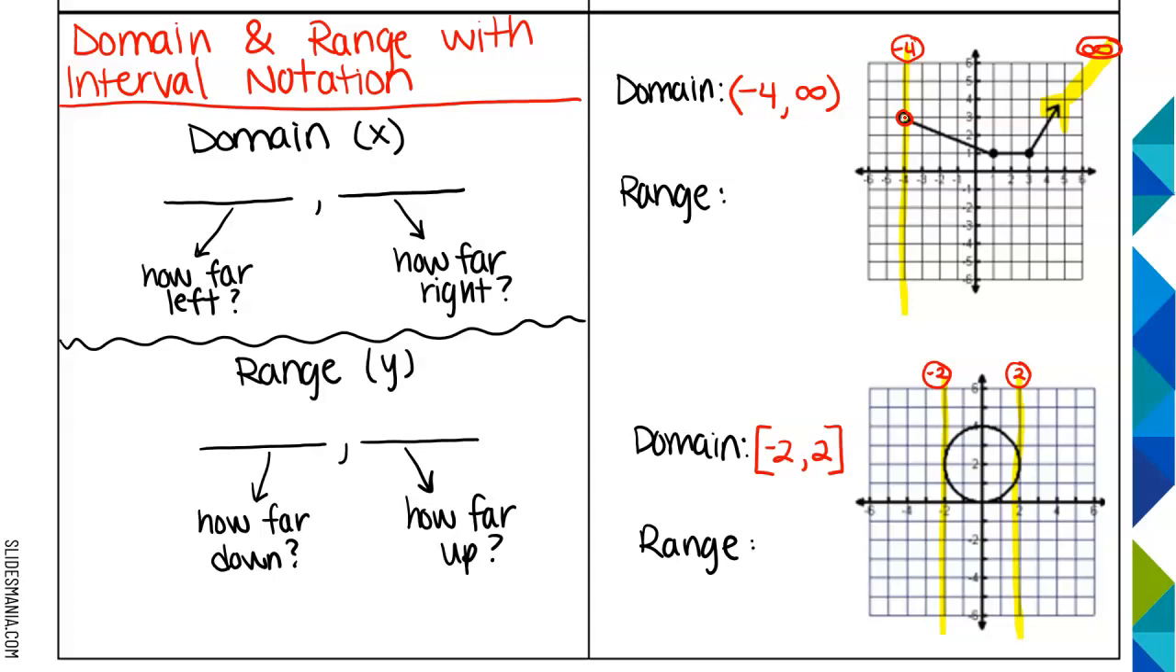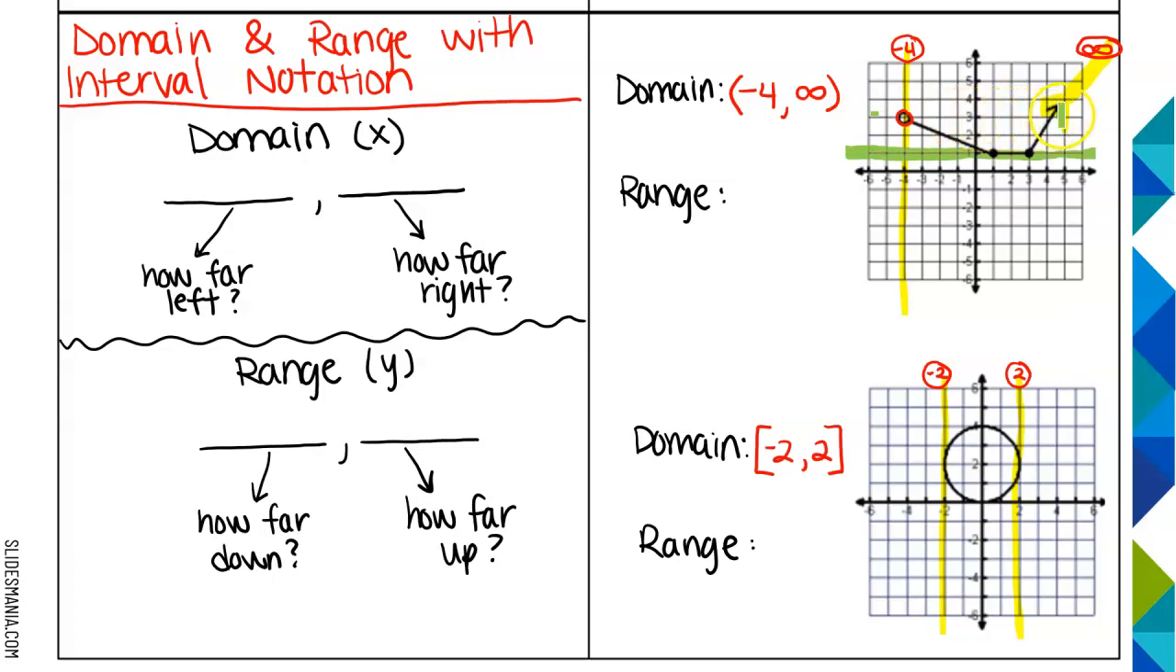Okay, now with range, we do the exact same thing, just now we're going to move our pen up and down. So I'm going to think about up and down now. Now I can't go this far down, right? It doesn't exist down here, but the lowest that this graph goes is at +1. I'll write that in a second. Then you might be saying, oh, look, it stops at this +3, right? Because there's a dot there.